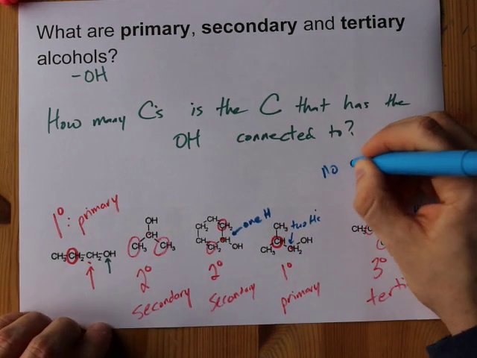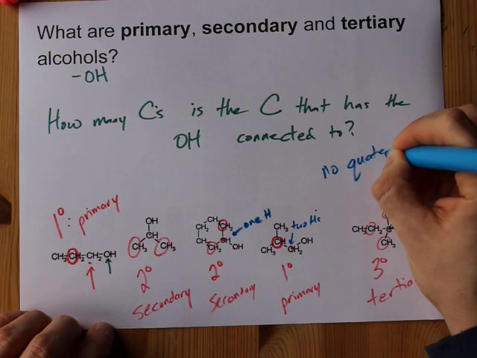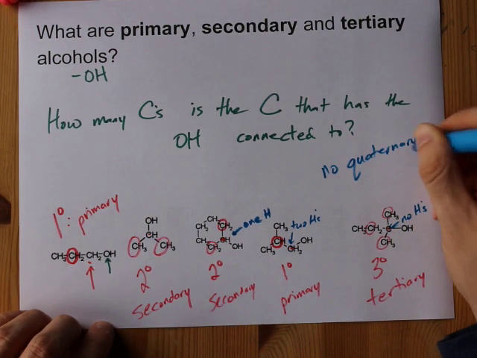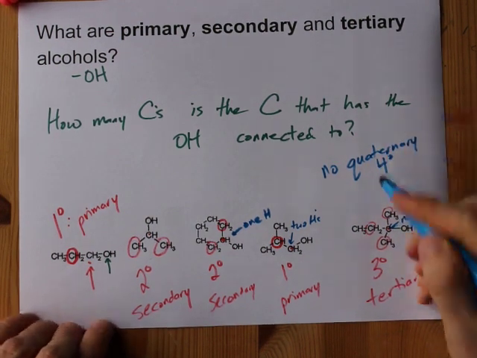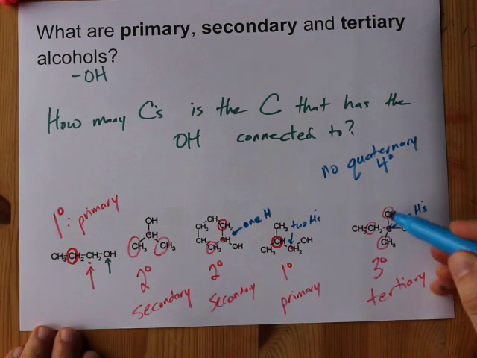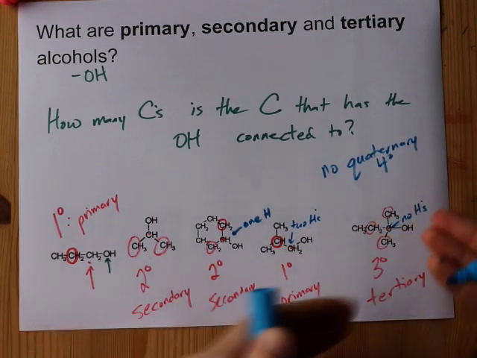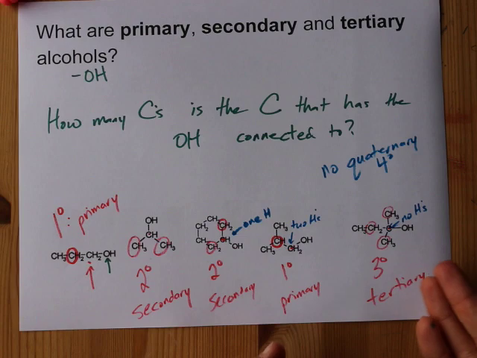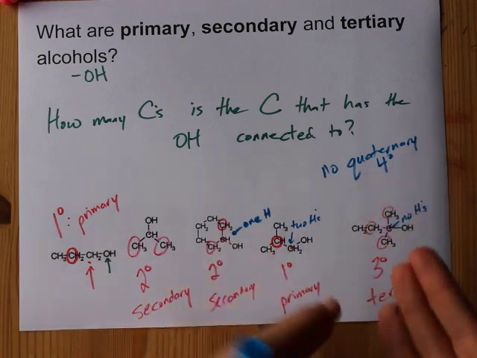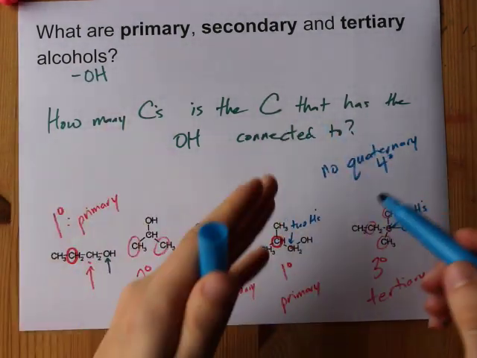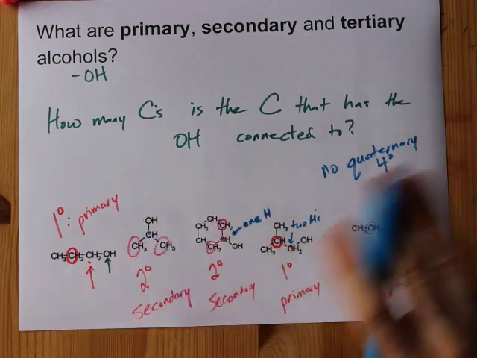You cannot have any what we call quaternary alcohols. That's 4 degree. Quaternary means that that carbon's connected to 4 other carbons, but then there's nowhere for the OH to exist, and so you can't have an alcohol that is quaternary. You have 5 bonds to that carbon. That's no bueno.